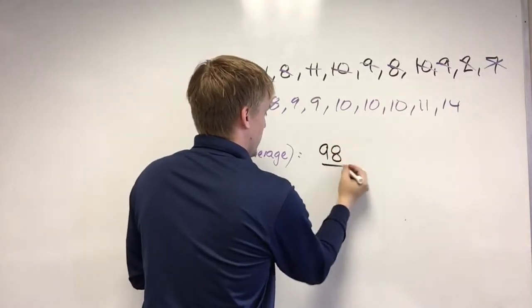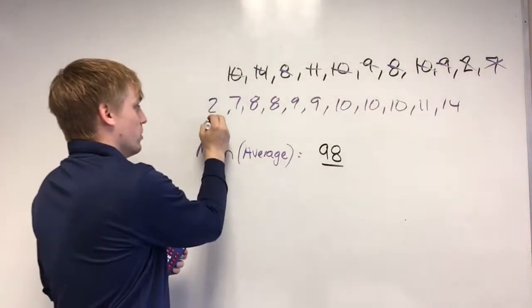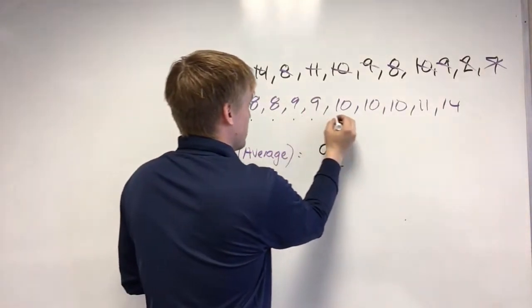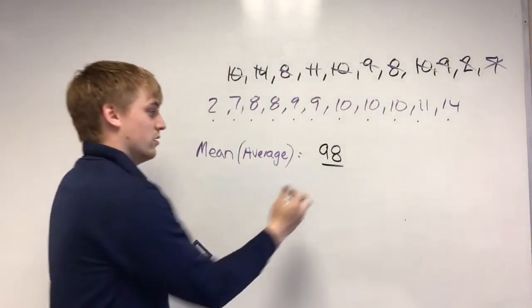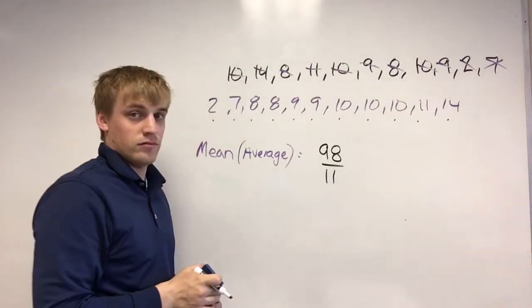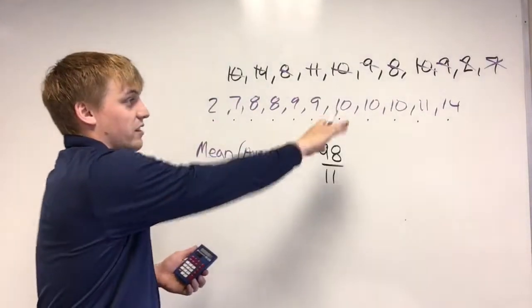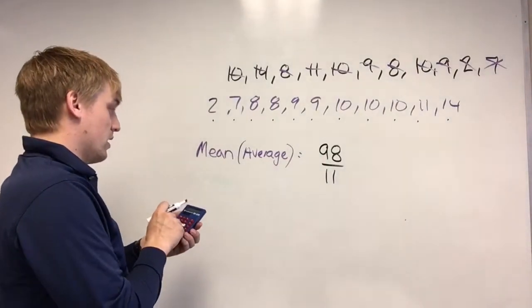Okay, I get 98. And I'm going to divide by how many numbers there are. So there's 1, 2, 3, 4, 5, 6, 7, 8, 9, 10, 11. There's 11 numbers. So I'm going to divide by 11. Okay? I'm going to re-add these up just to double check that I got them right, that I get the same answer.